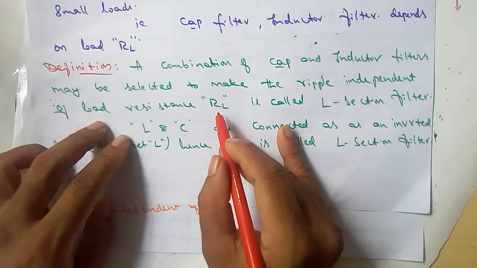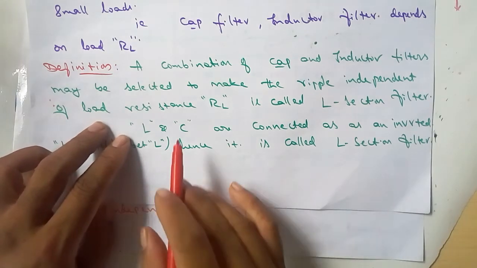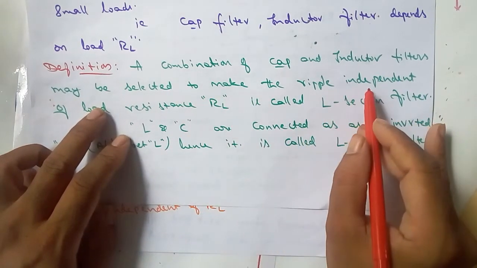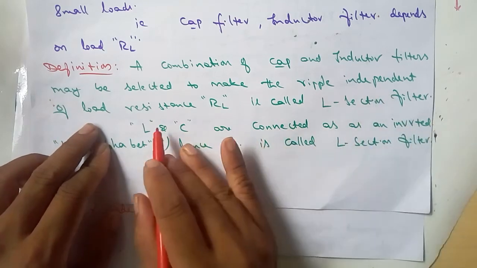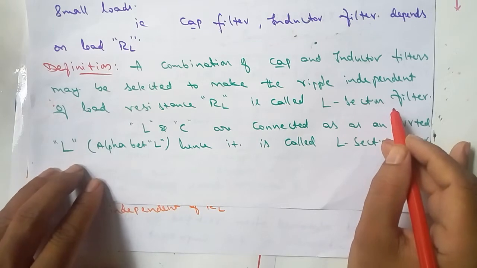In such a manner we are selecting the inductor filter and capacitor filter such that the ripple is independent of the load. So in such a manner you are designing, that is called the inductor filter, otherwise L section filter. That is, only a combination of capacitor and inductor filters may be selected to make the ripple independent of load resistance RL, is called an L section filter. That is the definition simply, right?